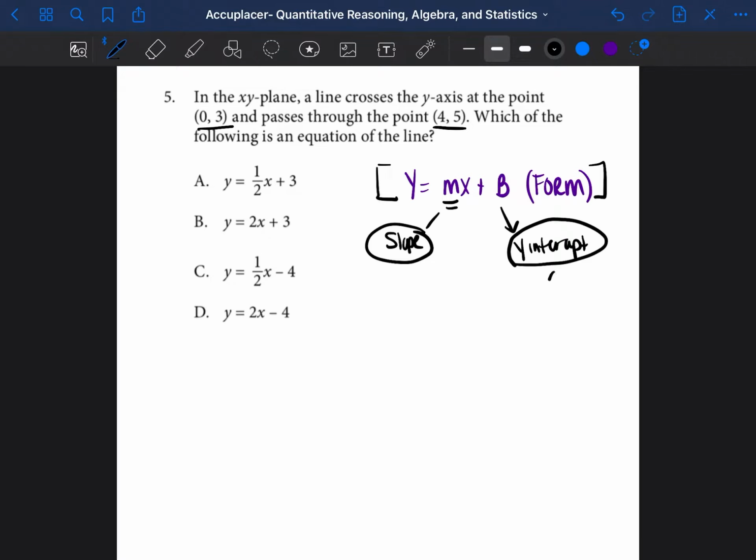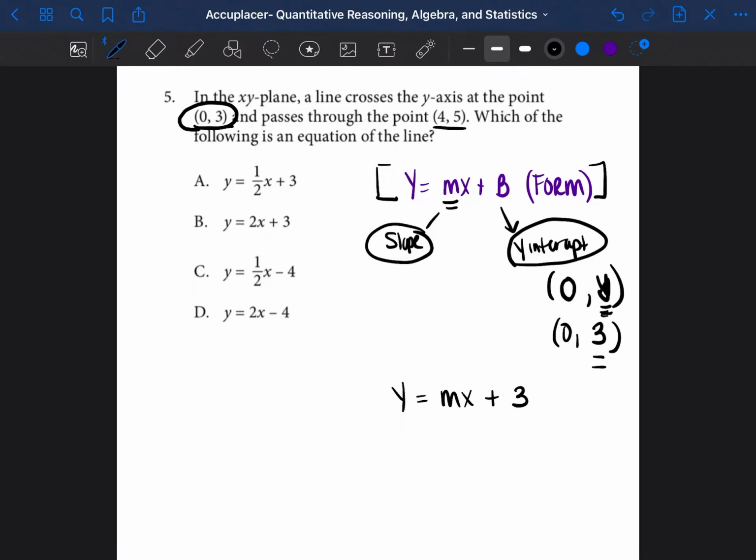So y-intercept just means any point that crosses the y-axis. So it's usually going to have a 0 in the front and a random number next to it. So if we look at the 2 points, there is a 0 next to a number, (0, 3). That 3 is the y-intercept. So y is going to be equal to mx plus 3. So we already know that our equation should be y equals blank x plus 3.